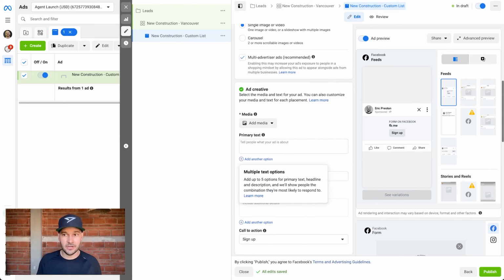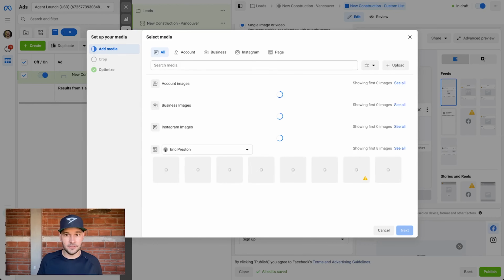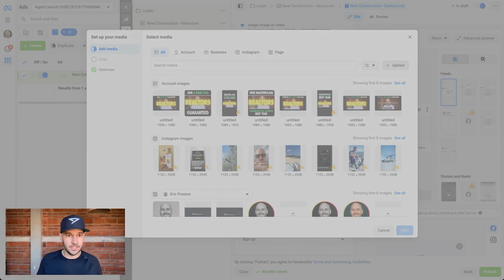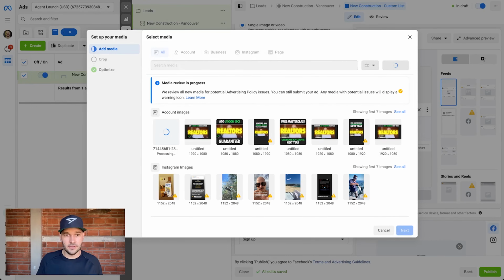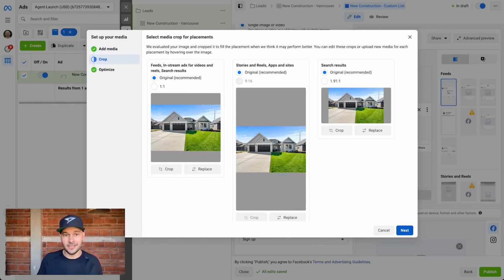So you want to come down here and essentially find a really good image that's going to speak to the audience you're trying to get to. So the image is really important. So if I go add image here, I'm going to upload from my desktop a nice new construction home, right? Depending on your market, you want to make the home look like it exists in your market, right? Now, it's going to give you the option to essentially change these based on the placement.